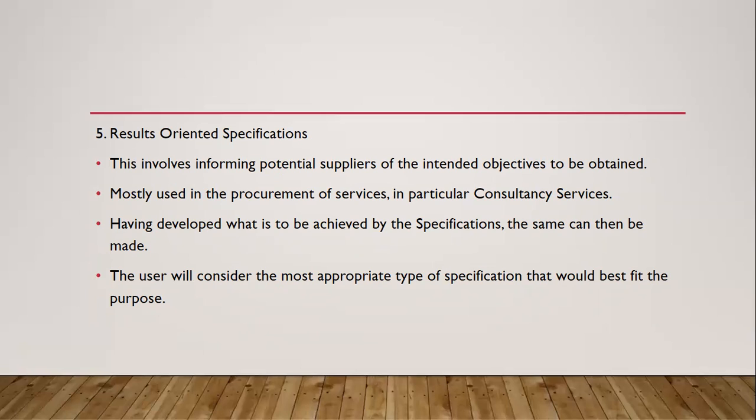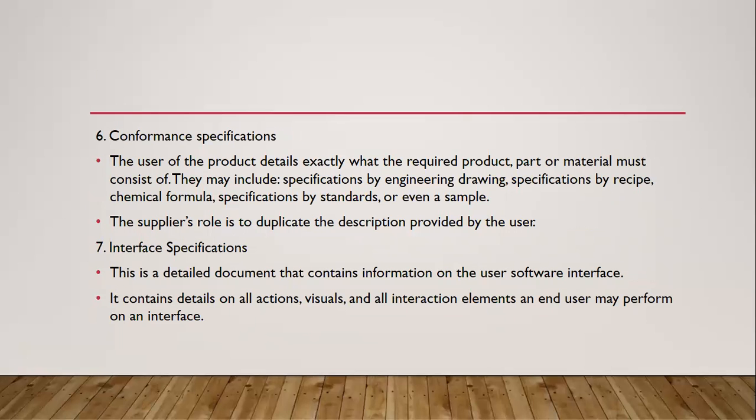This involves informing the potential suppliers of the intended objective to be obtained, mostly in procurement of services and consultancy services. So this is basically based on the result, or the outcome at the end of the day. The other important one is conformance specification. Under this, the user of the product gives a detail of exactly what is required on a particular product or what a product consists of. Basically, is that product able to conform to the various requirements of the user?